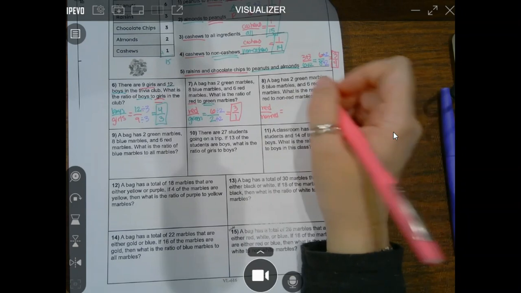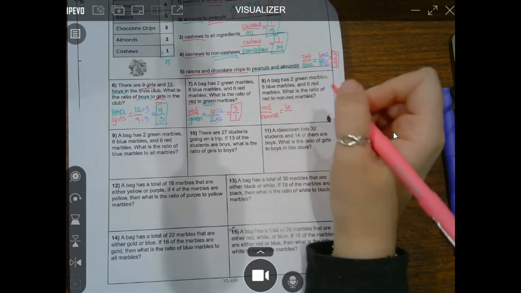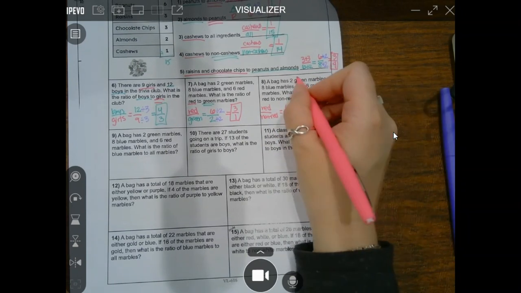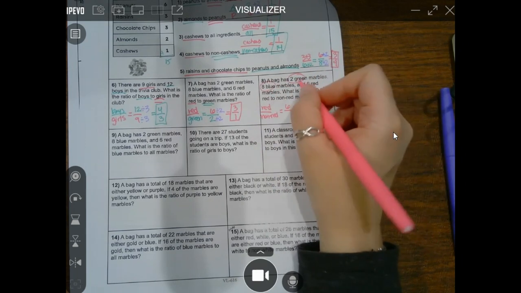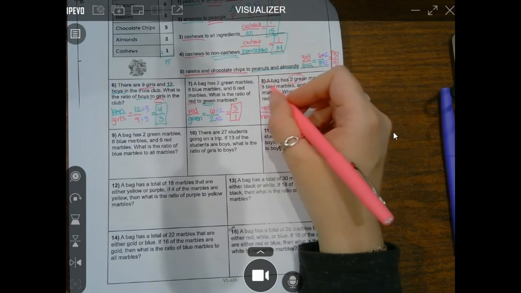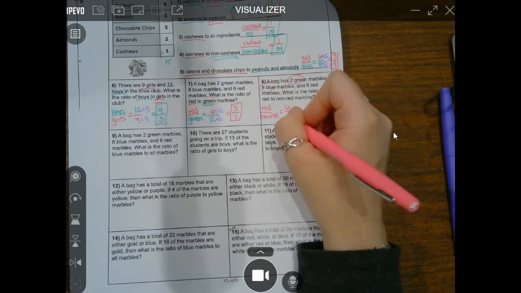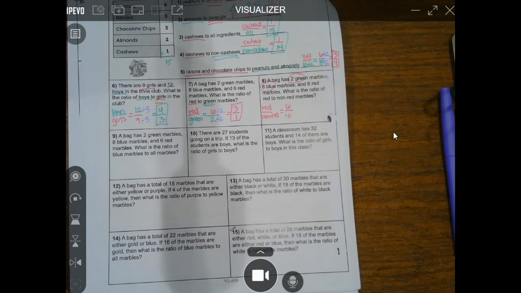Well, how many red are there? That's right, 6. And so then non-red would be this one and this one, right? The green and the blue. So what's 2 plus 8? 10. If you got that one right, good job.